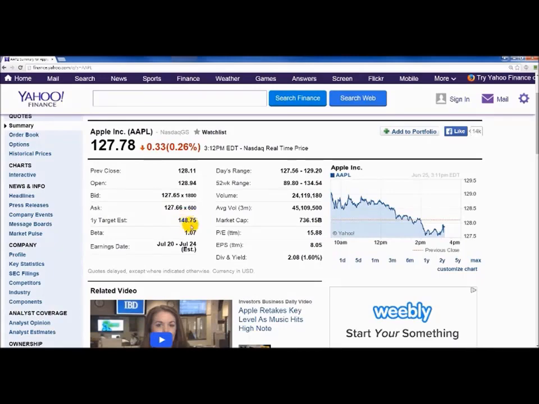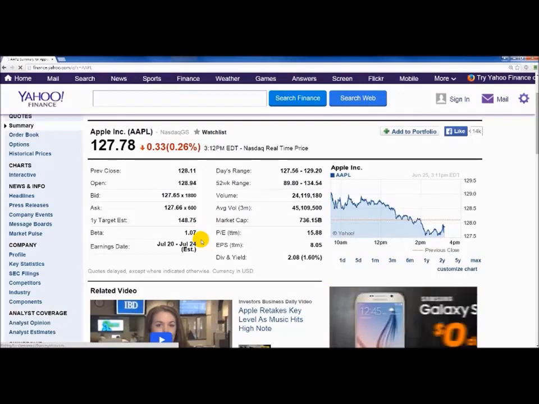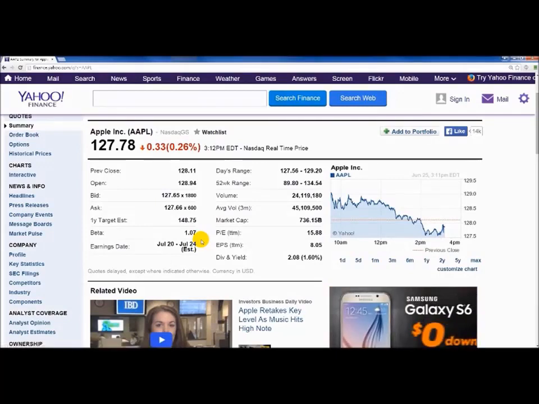So this is not a sure thing. This is just the best guess. Then we have the beta for the stock. Remember that a beta of 1 would be identically risky as the market. Apple has gotten to be so big and so diversified that now it is close to having similar risk as the overall market. Then we see down here the next anticipated earnings date.